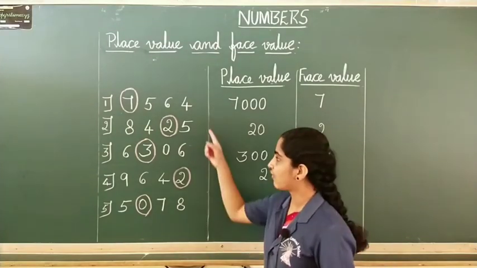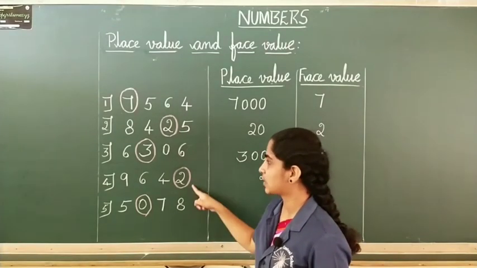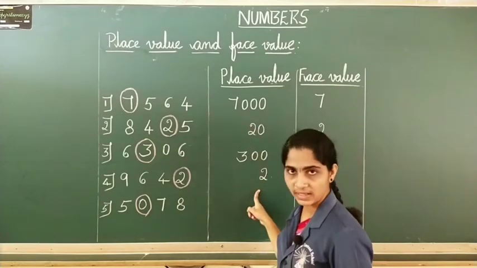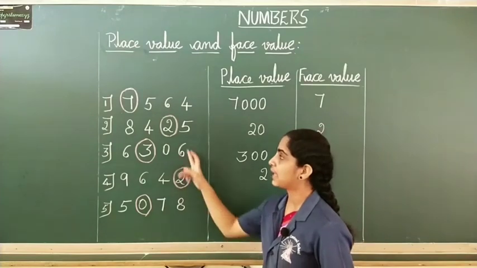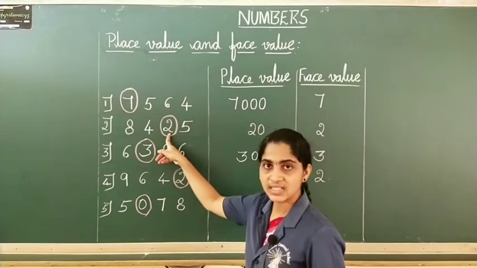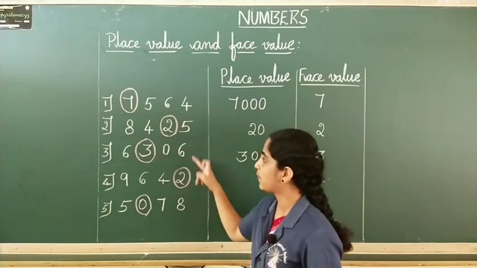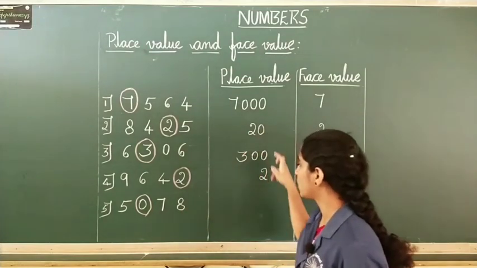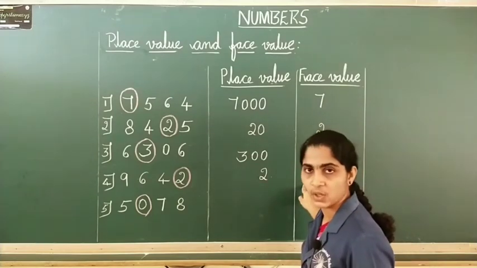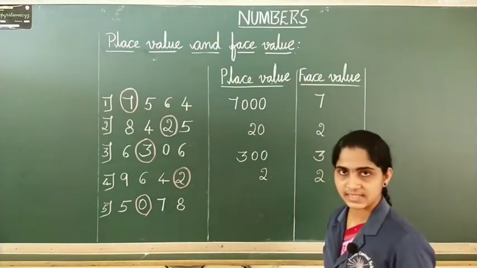Now you can observe in these 2 examples. Here both the digits are 2, but their value differs. Why? Because their places are different, correct? This 2 is in tens place and this 2 is in ones place. So depending upon the place, the value changed, but the face value remained the same because that digit itself will be its value. Is it clear?